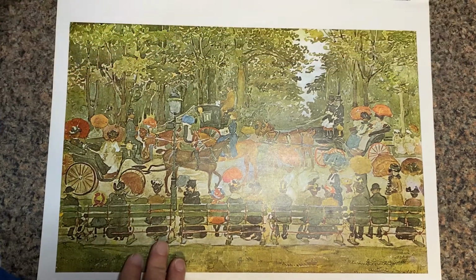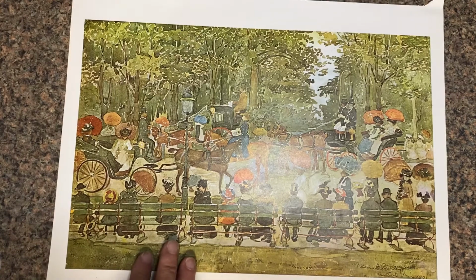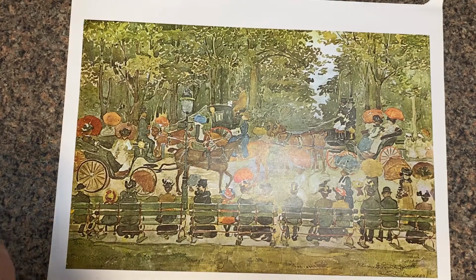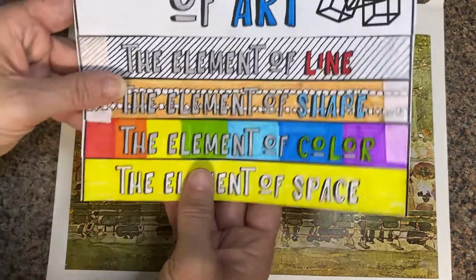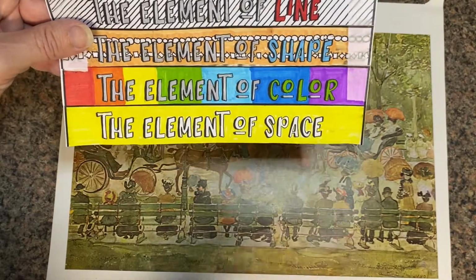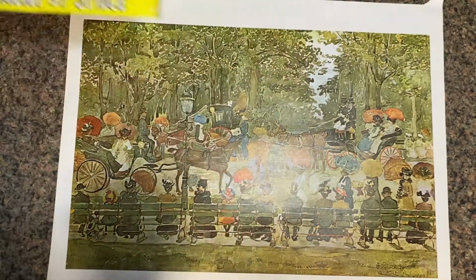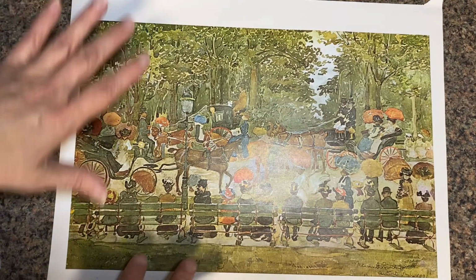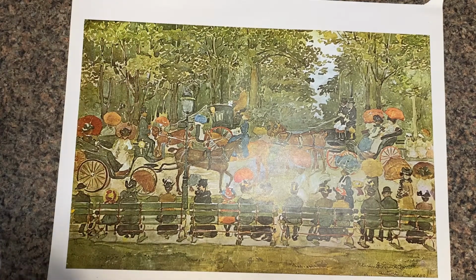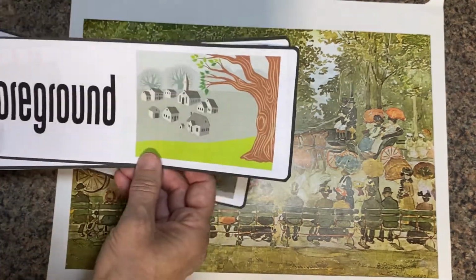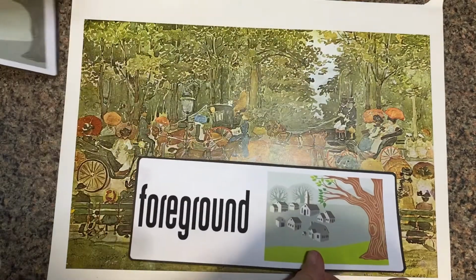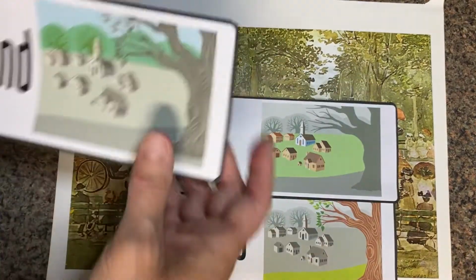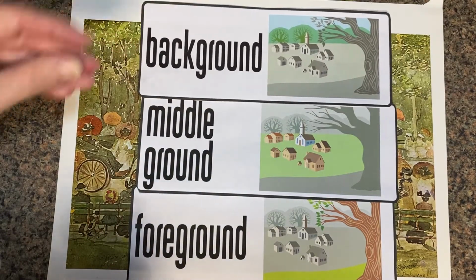Okay, we're going to move these out of the way because the next few that we're going to look at, as we're studying the element of space, we're going to be studying how we use space in this particular picture here as we look at the different parts of a picture. You have your foreground, your middle ground, and your background, okay?